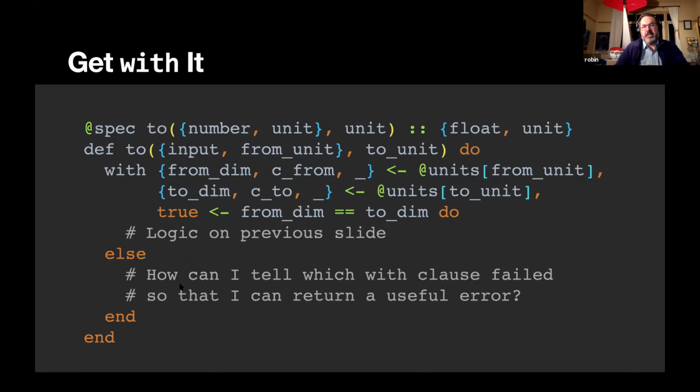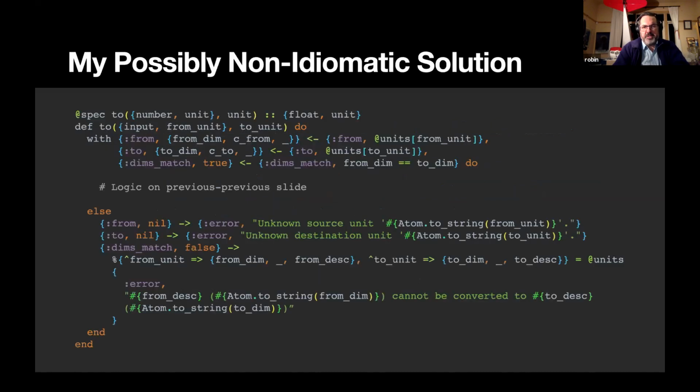This is my problem. In here, how could I tell which one of these had gone wrong so that I could do a good error message, right? And so my solution, which is possibly not idiomatic, and I probably should have actually just looked up and asked questions about how it's done, is I thought what I'll do is each of these assignments I'll wrap in a tuple and I'll give them a label. So here we're matching, this is exactly the same expression as before.